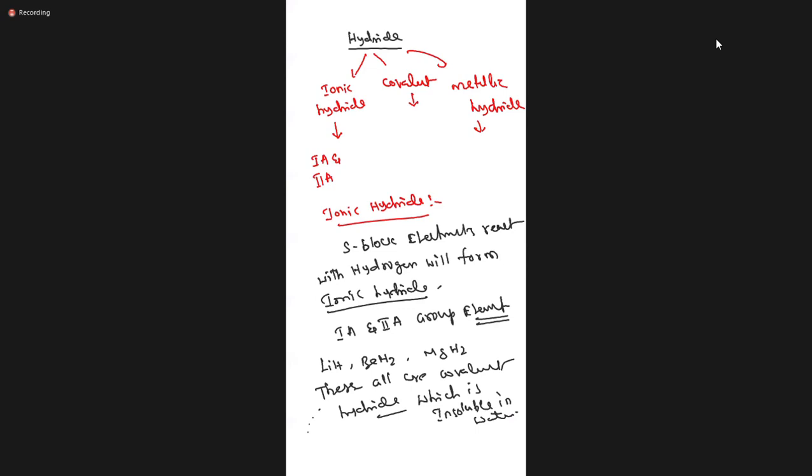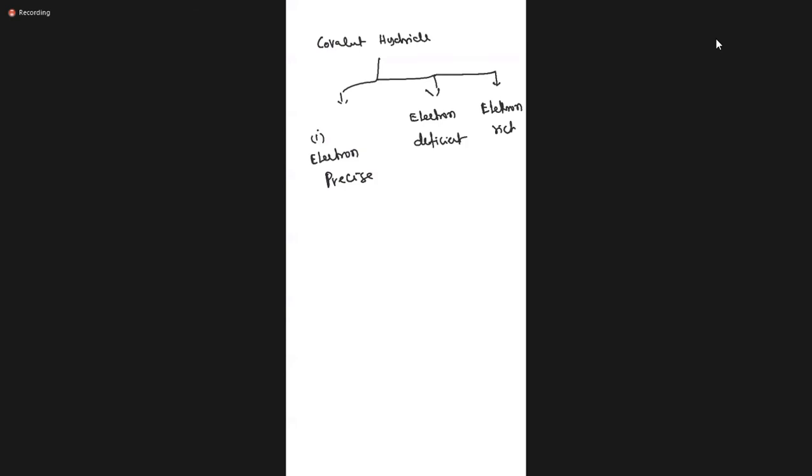Yeah, sure. Next, covalent hydrides. Please note down. There are 3 types of covalent hydrides. What are the 3 types? One is called electron precise hydrate. Another one is called electron deficient hydrate, and electron rich hydrate. What are the electron deficient hydrates?